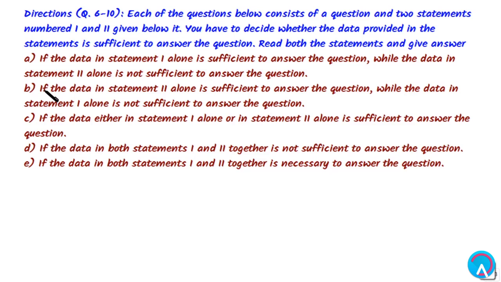Answer is option B if the data in statement 2 alone is sufficient to answer the question, while the data in statement 1 alone is not sufficient. Answer is option C if the data either in statement 1 alone or in statement 2 alone is sufficient to answer the question. Answer is option D if the data in both statements 1 and 2 together is not sufficient to answer the question. And answer is option E if data in both statements 1 and 2 together is necessary to answer the question. So based on these directions, let us solve question number 6 to question number 10.